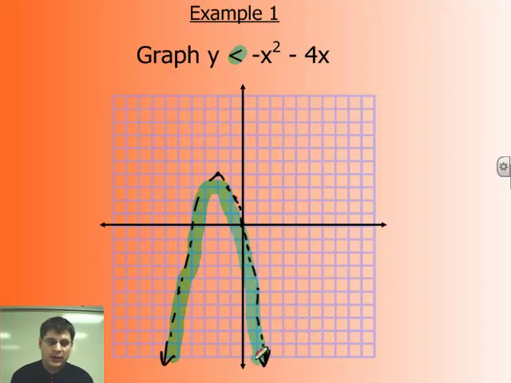Now, if it was greater than, we would shade above, that whole region above the parabola. It's like everything but what I'm shading now if it was in the other direction. So this would be our solution for this one.